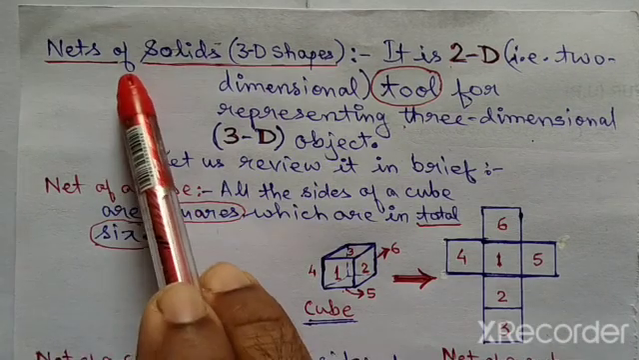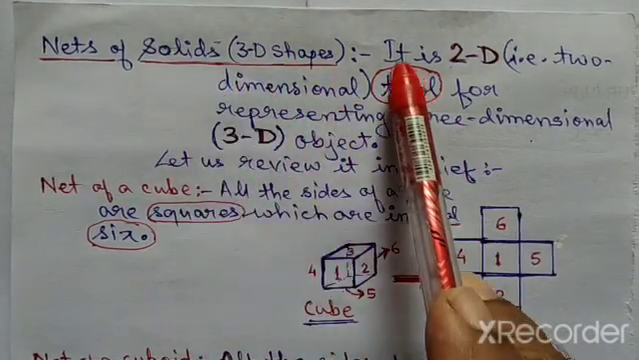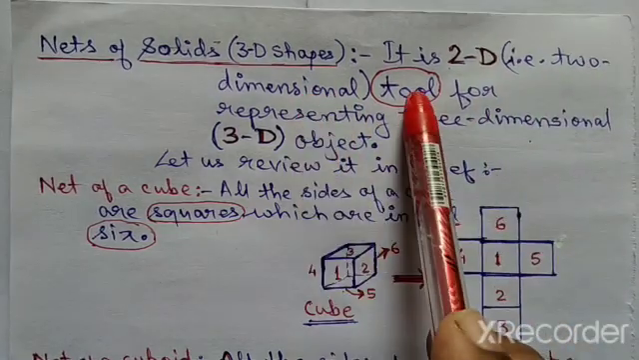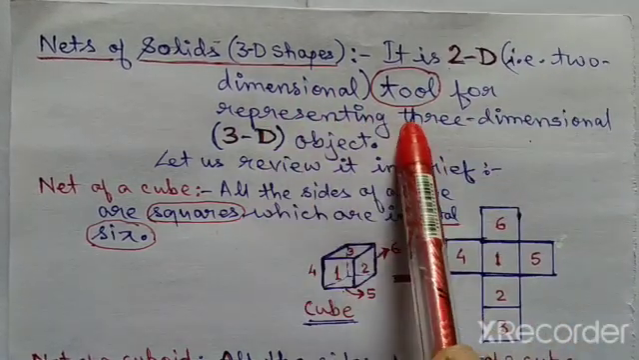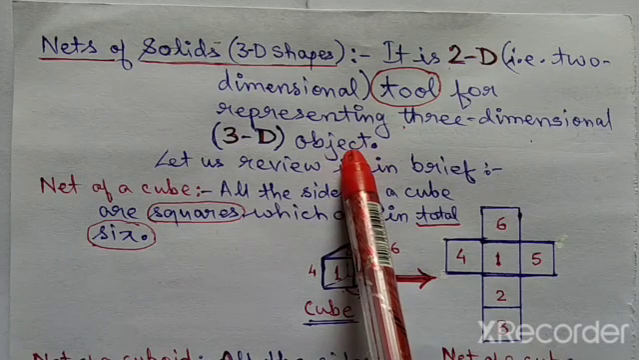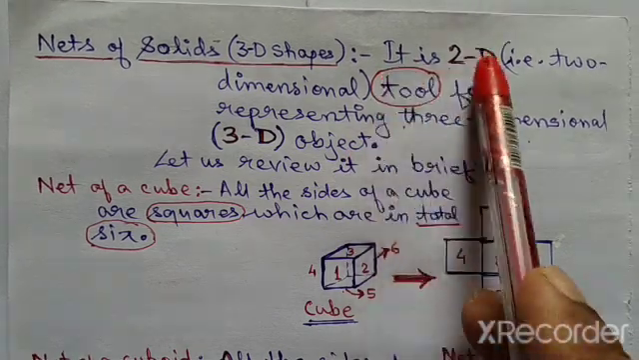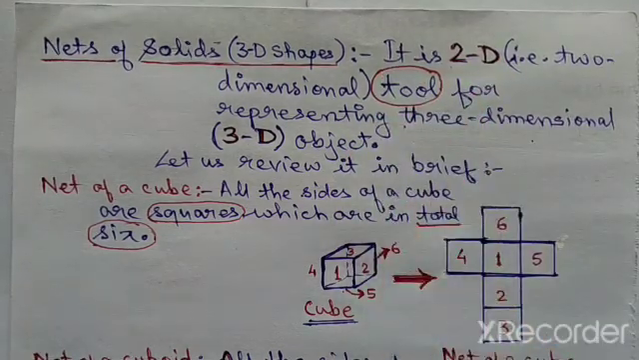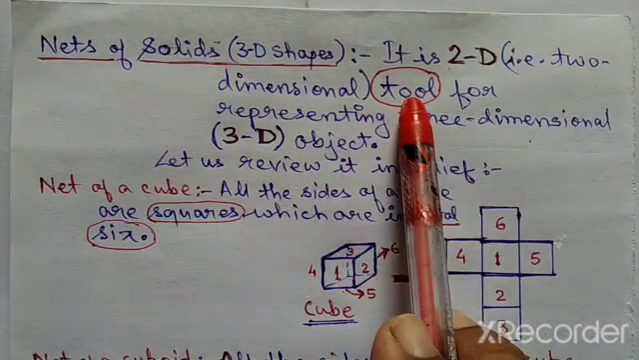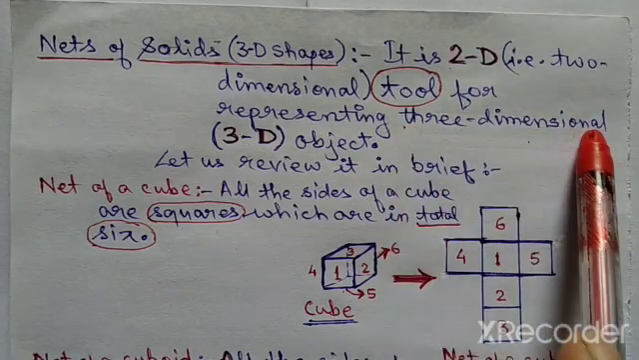Next topic, children, nets of solids. Okay, children, what do you mean by net? Net is 2D, or you can say two-dimensional tool for representing the three-dimensional object. Very simple definition. Anybody ask you what is net? You will say it is two-dimensional tool. Try to understand, tool for representing the 3D object, that is three-dimensional object.